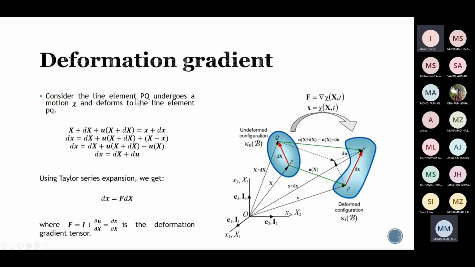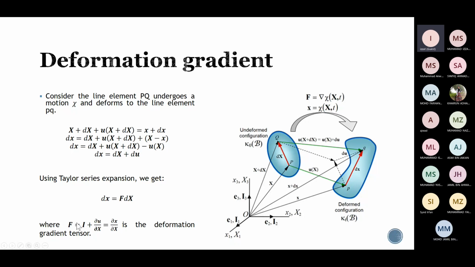Let's consider a line PQ, which is at the undeformed configuration, or original configuration. This line PQ undergoes some motion chi and changes in shape. The capital P and Q now change in position and shape into a new line, small p q. There are some derivations here, so we end up with the length of the final small pq equals some term F times the original length dX, the original length of PQ.